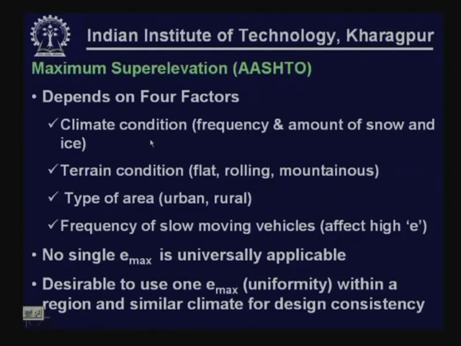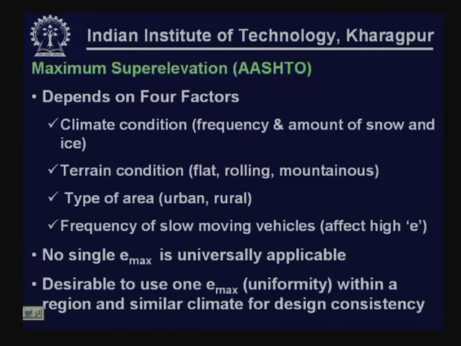Then terrain condition, what is the type of terrain, because requirement will be different, we may have to compromise depending on the terrain. So, flat, rolling, mountainous terrain. Then the type of area, whether the road is located in urban area or in rural area, because altogether they indicate different operating environments. Speeds are also lower, providing super elevation may be practically difficult in some cases in urban areas. And most importantly, it depends on the frequency of slow moving vehicles, because slow moving vehicles affect providing high super elevation value, because for high speed vehicles providing higher super elevation value may be okay, but it depends if the slow moving vehicles are there. So, therefore, providing high super elevation value may be problematic for slow moving vehicles.